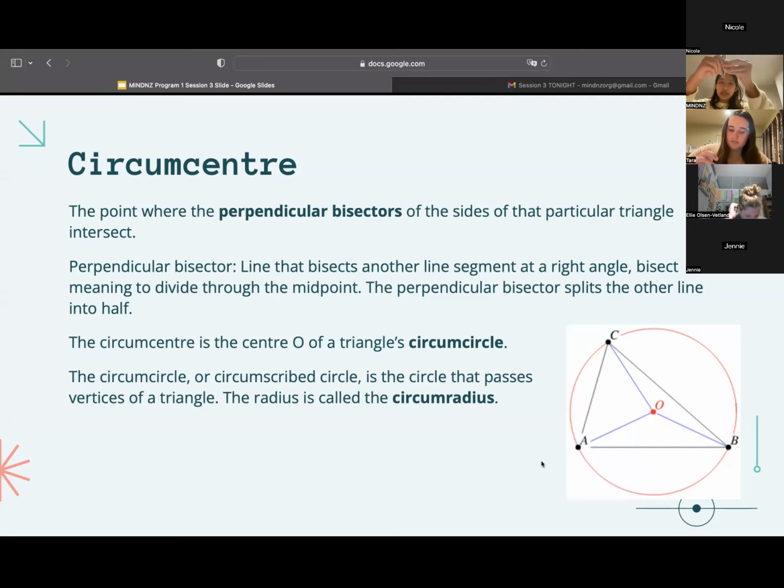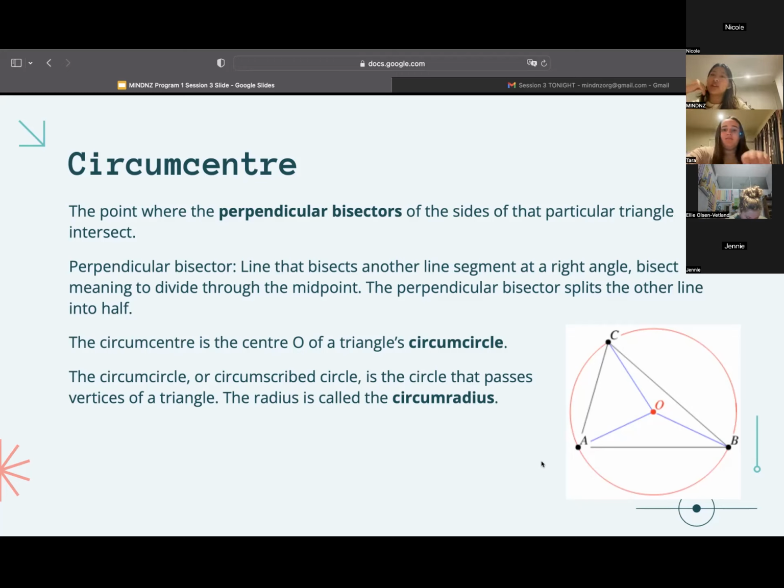Now you increase the length to like OA or OB or OC, right? Because this length determines the radius of the circle. And then you just rotate it around. And then it should pass through all of them if you've drawn the diagram accurately.